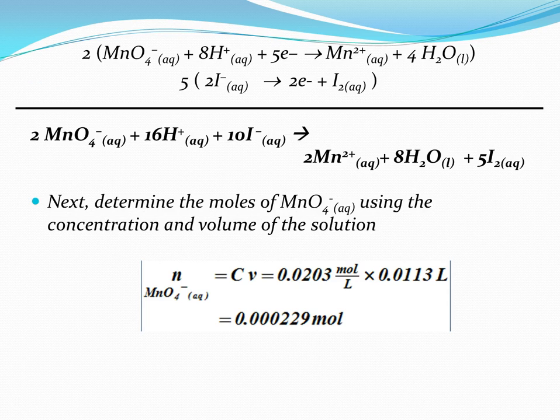Using the half reaction for the oxidizing and reducing agents, the net reaction is written. This reaction will be used in our stoichiometric calculations. We will calculate the number of moles of permanganate by using the concentration and volume.